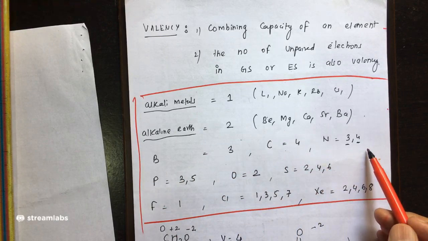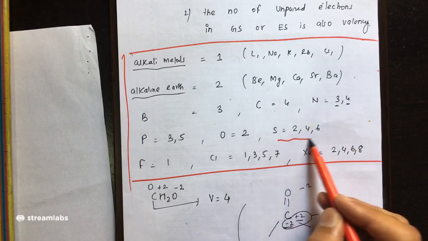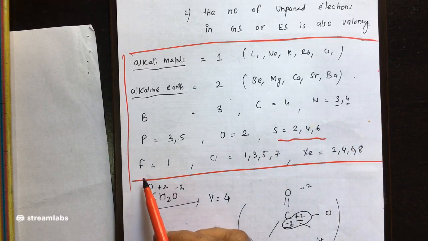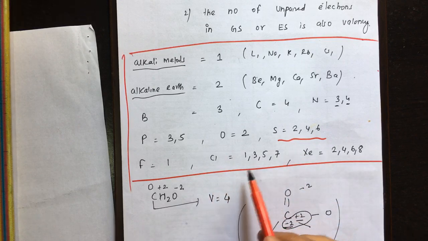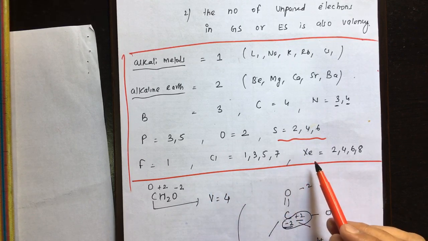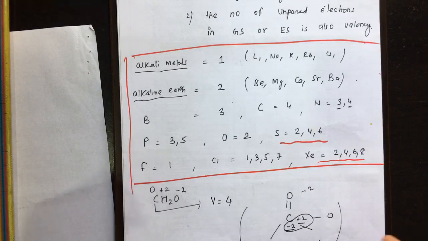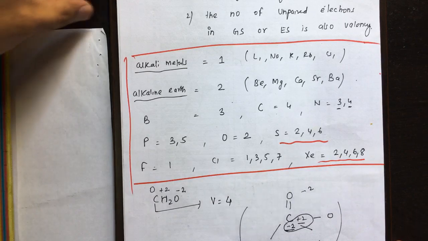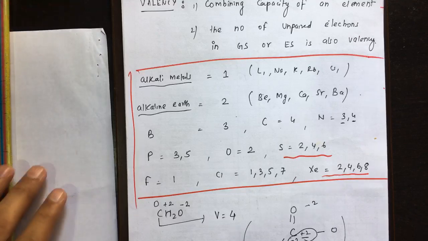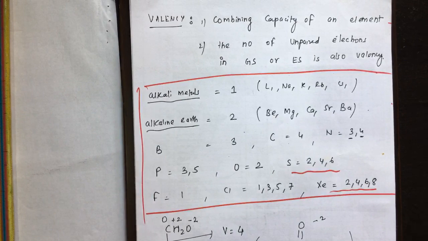nitrogen is 3 and 4, phosphorus is 3 and 5, oxygen is 2, sulfur is 2, 4 and 6, common discussion is there, fluorine is 1, chlorine because of the variable valency is 1, 3, 5, 7, and xenon also exhibits 2, 4, 6, 8. So earlier xenon was called a noble gas family, but now it is no longer called a noble gas family because xenon is the element which has a tendency to form compounds with highly electronegative elements like fluorine and oxygen. Okay.